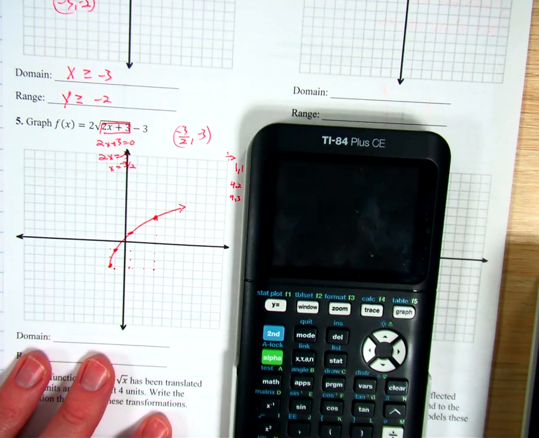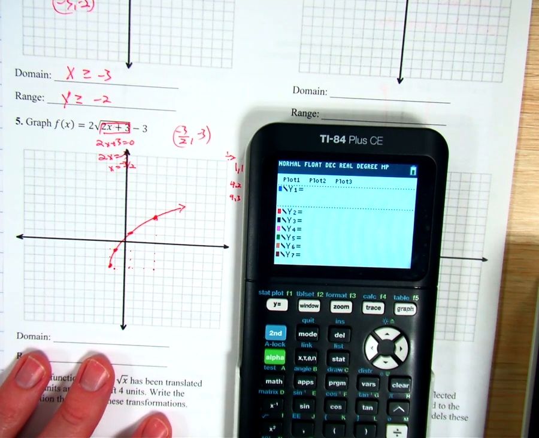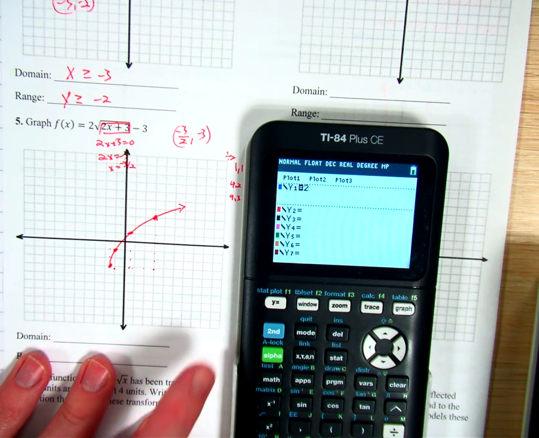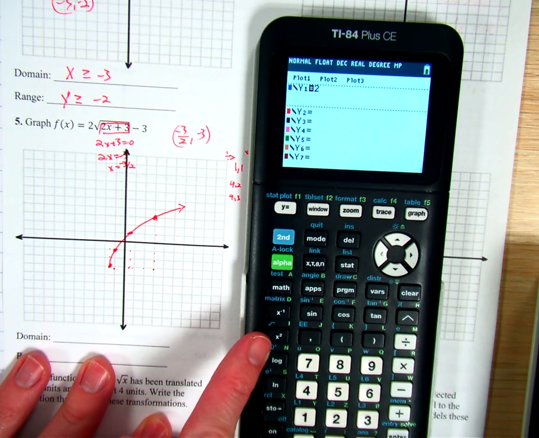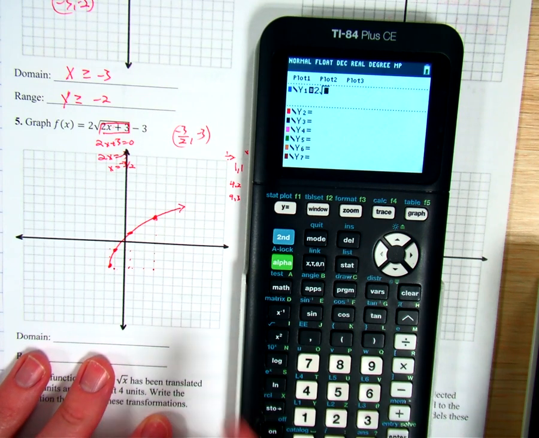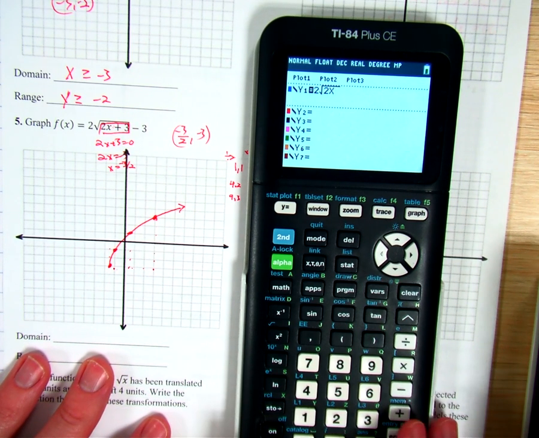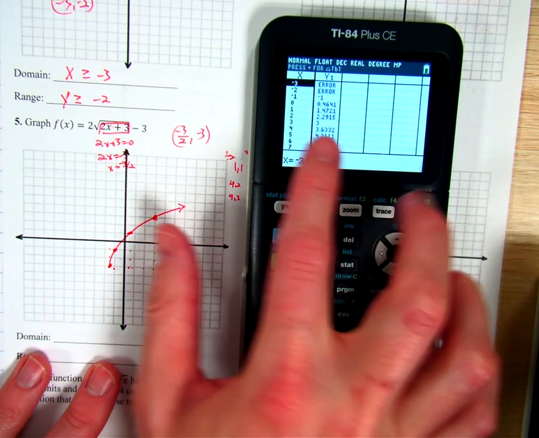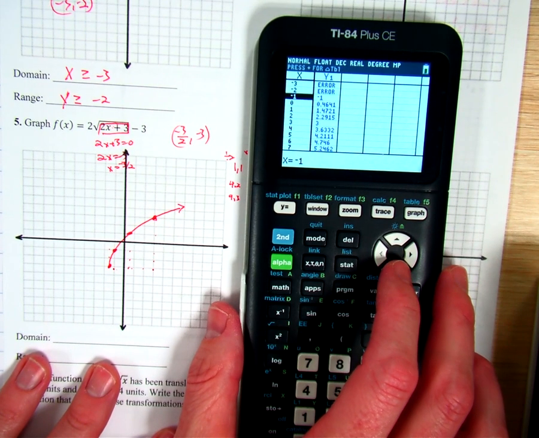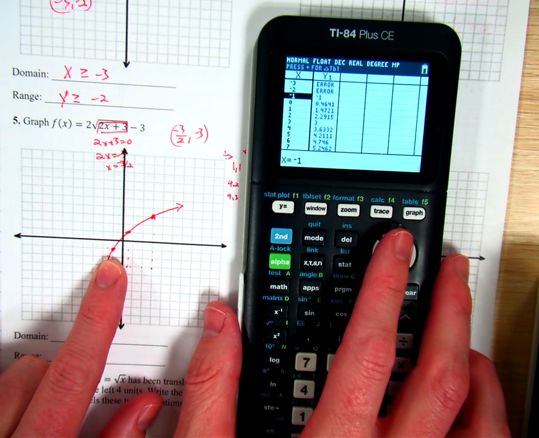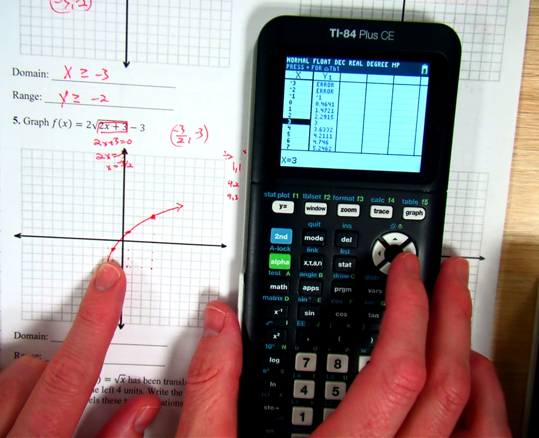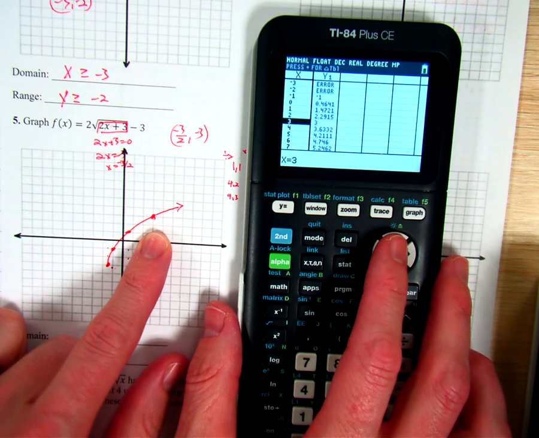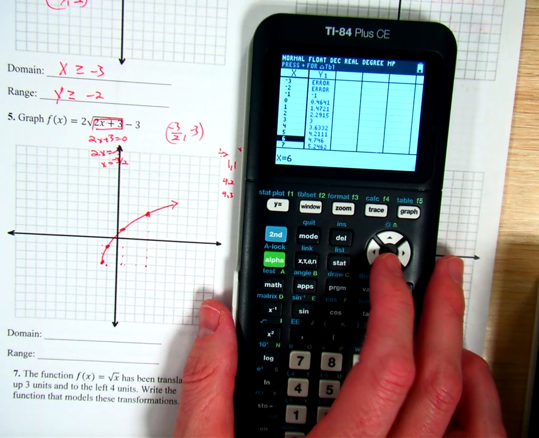Otherwise, what can you do? Type this into your graph. 2 times the square root of 2x plus 3, minus 3. Now the calculator is not going to tell you that you start at negative 3 halves if you go second table. It's not going to tell you that. See, that's why you need to know that. But otherwise, we are going to be at negative 1, 1. Check, got it. 3, 3. Check, got it. So there's 2 nice points at least.